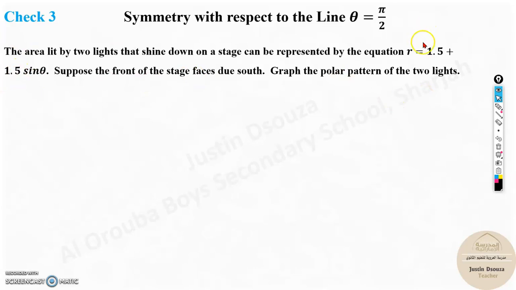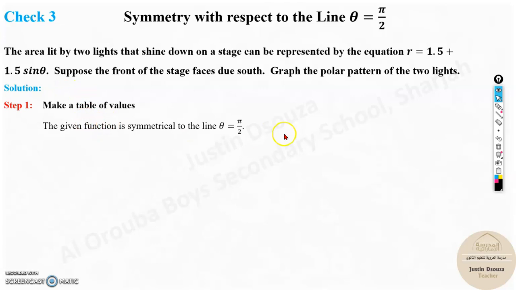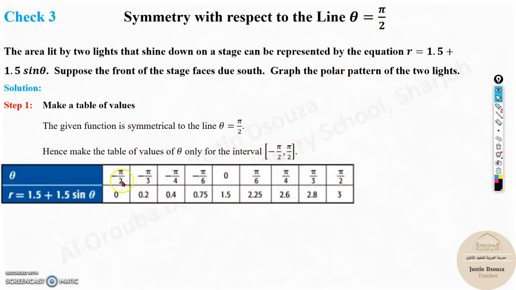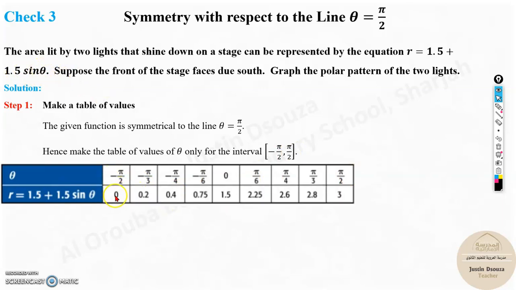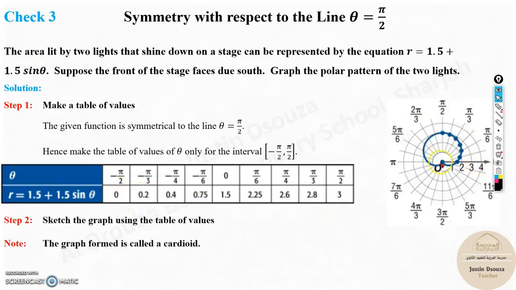Now let us see how to solve it. Here the equation is given. Looking at the equation, I can say it's a cardioid, isn't it? A and B values are same. Now let us make a table of values. Over here also we have sine, so that means it is symmetrical to the line pi by 2. Make values from negative 90 degrees to positive 90 degrees. Find the value, put these in theta and solve for R values, and then you can easily graph. Graph one side and the other side is symmetrical. Again, we got a cardioid. That's it. This is the answer.